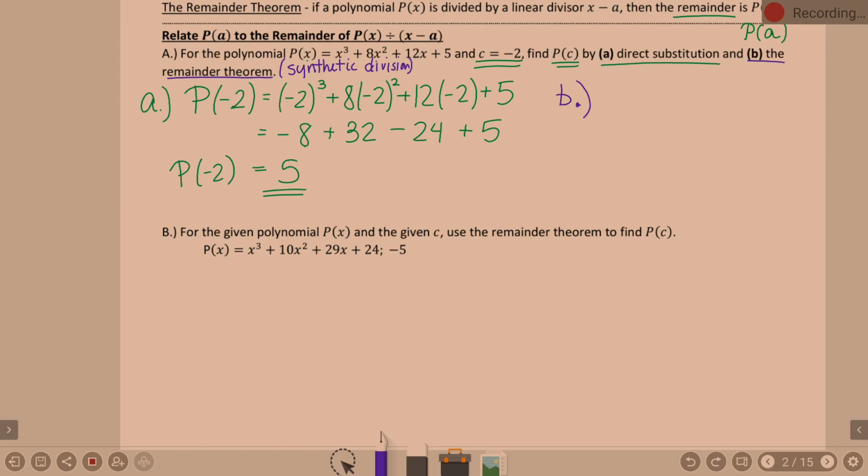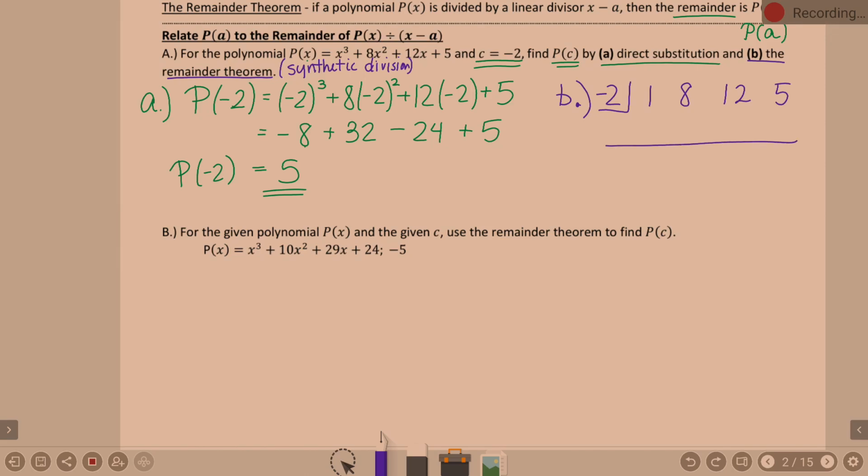Okay. Let's do this problem with synthetic division. Now, key point, what goes in the box? -2. It says C equals -2. Don't change the sign. Use it as is. What numbers go next to my box? 1, 8, 12, 5.